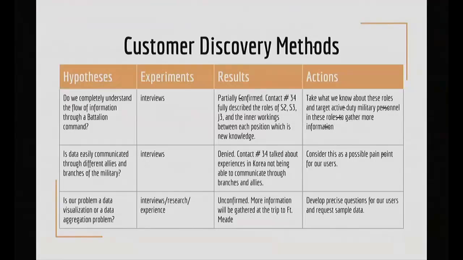Our next hypothesis is that data is easily communicated through different allies and branches of the military, and Mark touched on it a little bit with contact number 34. But he gave an example of a scenario in which he was in Korea, and they weren't even able to communicate with the allies. They had no contact with the local forces that were on their side, and that was a big problem point that he made.